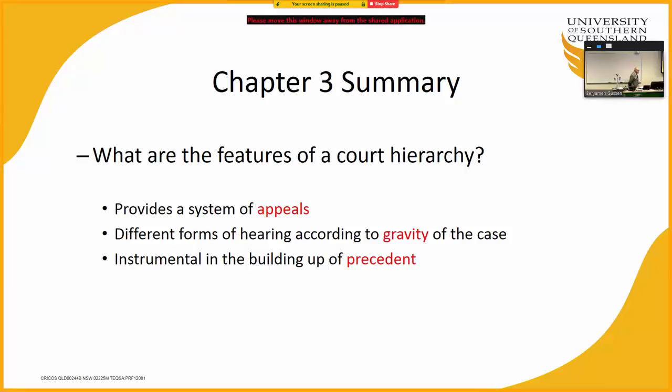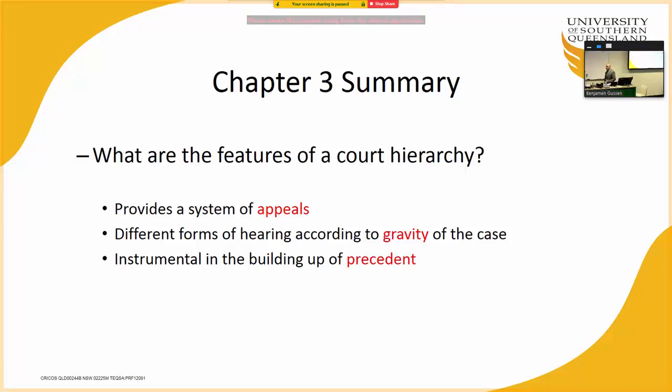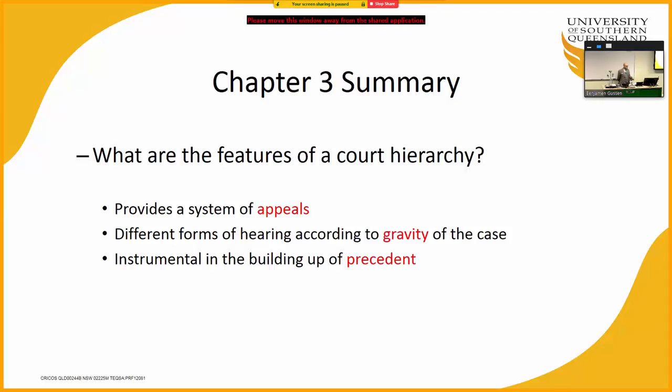Finally, this is an instrument in the building up of precedent. In order for us to have this doctrine of precedent working, so we're talking about binding precedent, we need to make sure that we have a hierarchy where the higher courts can inform the lower courts without having to reinvent the wheel every time we are presented with the same set of facts. If we have decided this previously, then more likely than not, you can use that as a binding precedent to the case at hand.